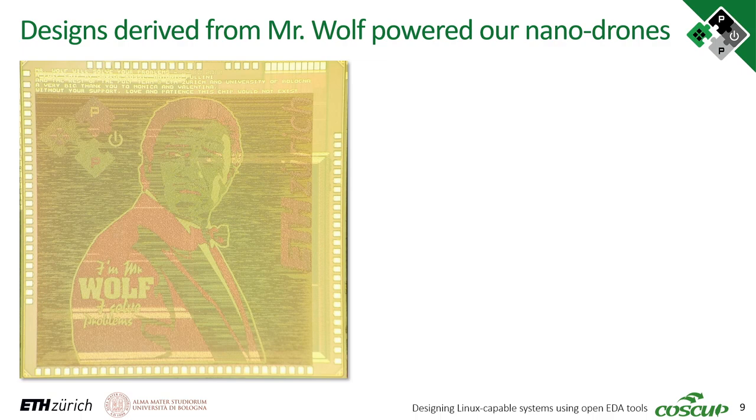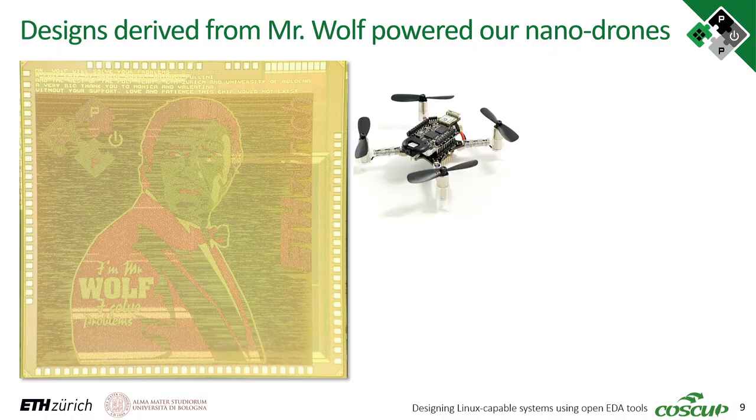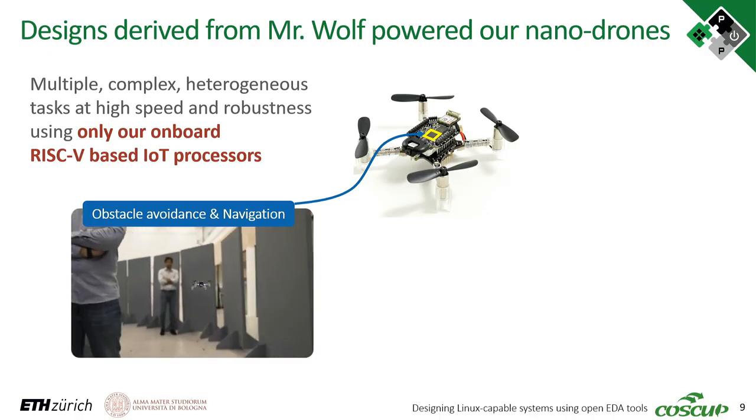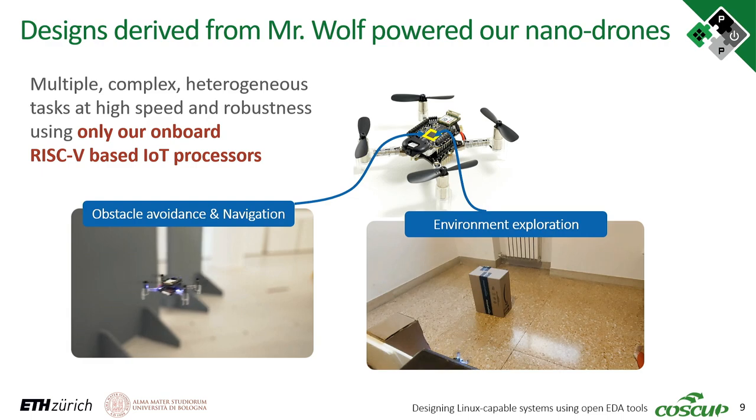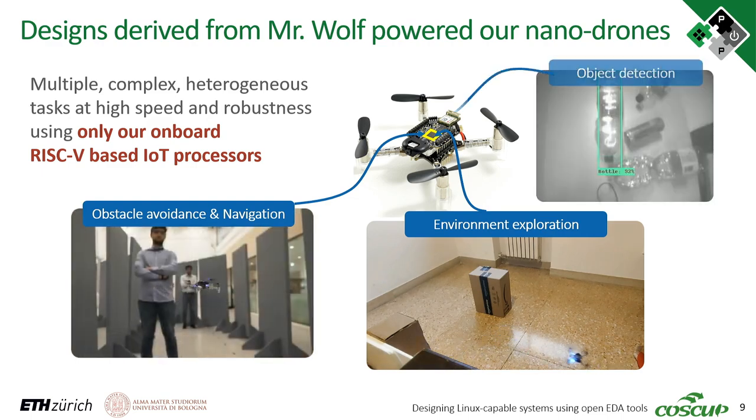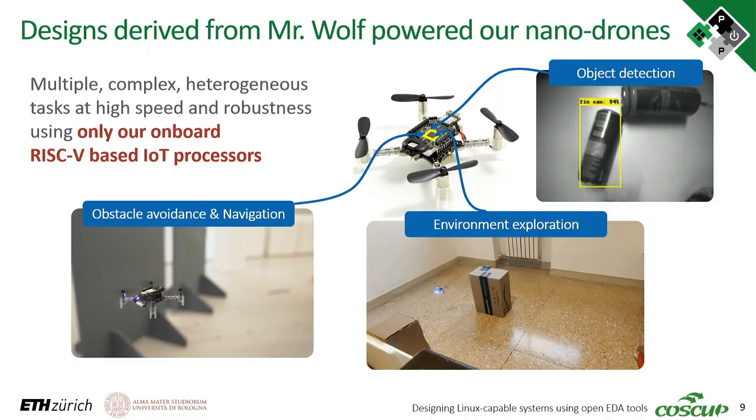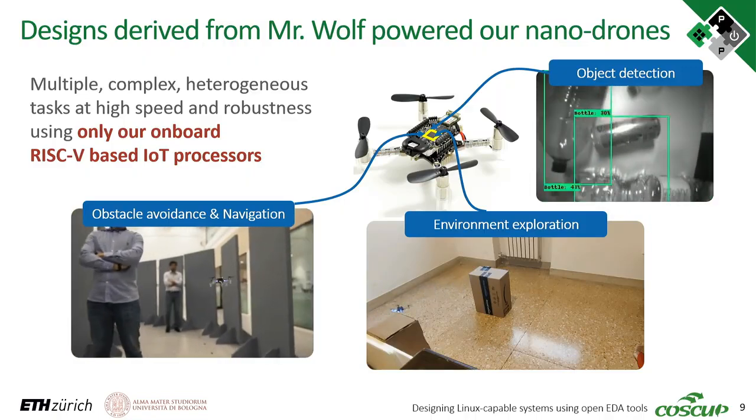So now obviously, does this chip work? It's not very interesting if you just have a piece of silicon. So let's put it to use. Let's put it on a very small drone. It's about this size. It's the main microcontroller on this. And then it has to perform different tasks, like for example obstacle avoidance and navigation, environmental exploration, and also object detection. And all these tasks can run at the same time on this one microcontroller thanks to this cluster approach.